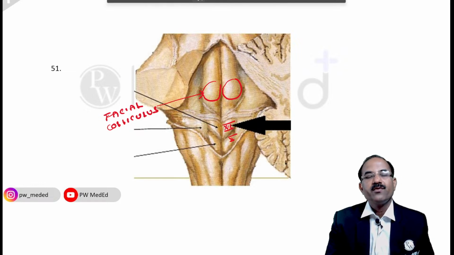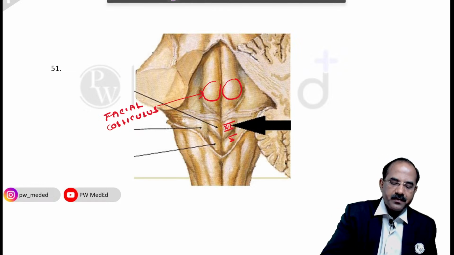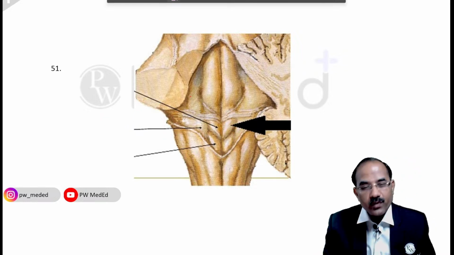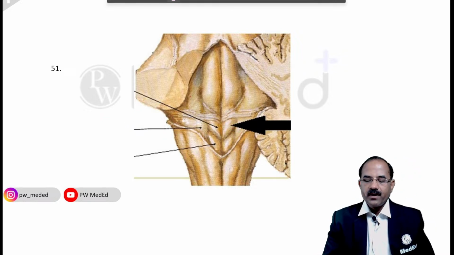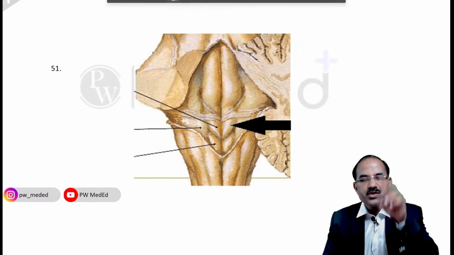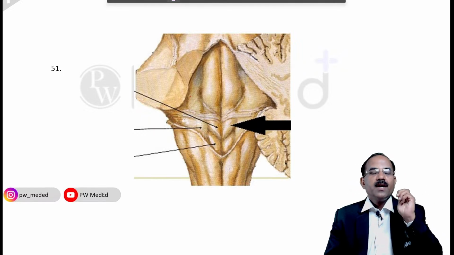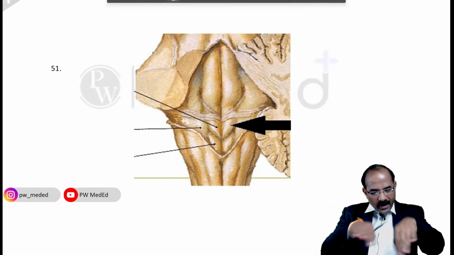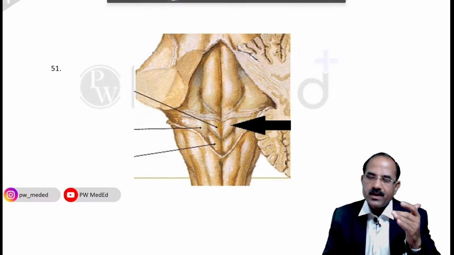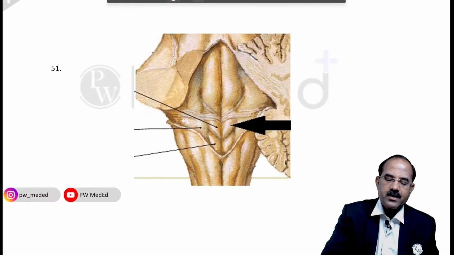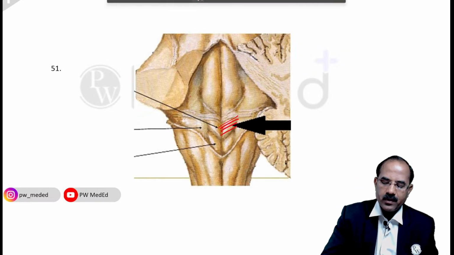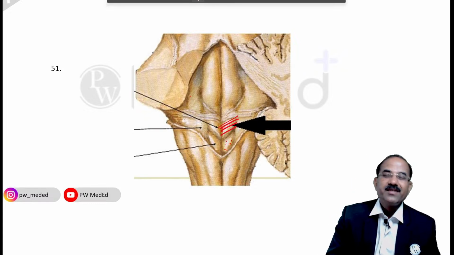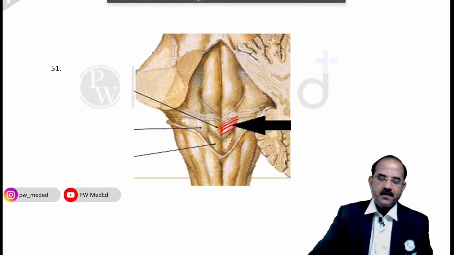Okay, so this is the facial colliculus. This is the floor of the fourth ventricle. In the upper part, the rounded elevation is known as the facial colliculus, formed by the fibers of the facial nerve as they wind around the abducens nucleus. This is the hypoglossal triangle, which is formed by the hypoglossal nucleus, and that's the vagal triangle. It's formed by the dorsal nucleus of vagus.